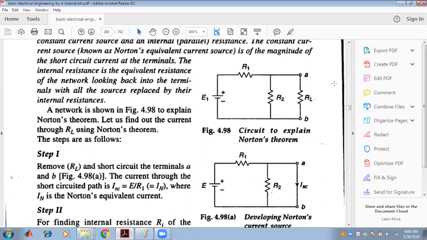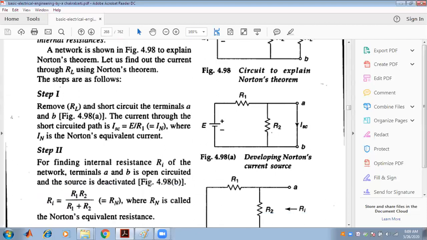The first step is that for the particular circuit we have to find IN, that is the Norton current. The problem is that we have to find the current flowing through the resistance RL. So we have to short circuit that resistance. In case of Thevenin's, we open circuited it, but in case of Norton, we must short circuit the resistance at which we have to find the current. If it is short circuited, the R2 will be short circuited, so I of SC will be E by R1. That is the Norton current.